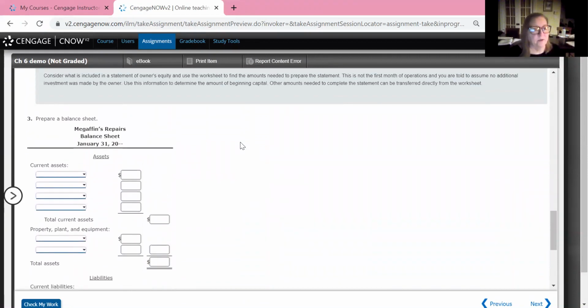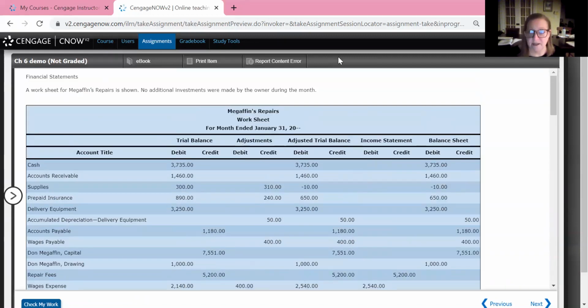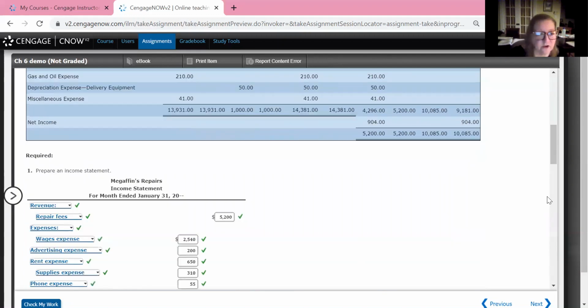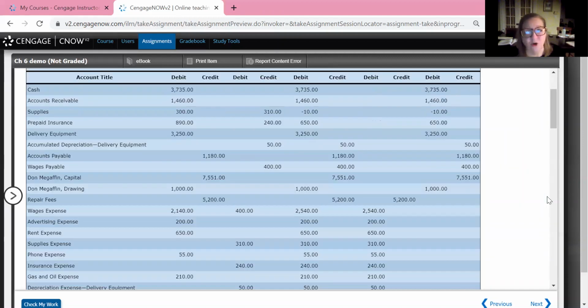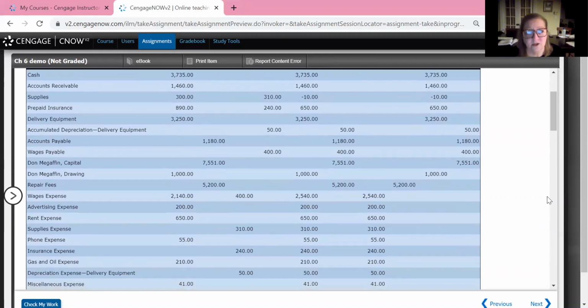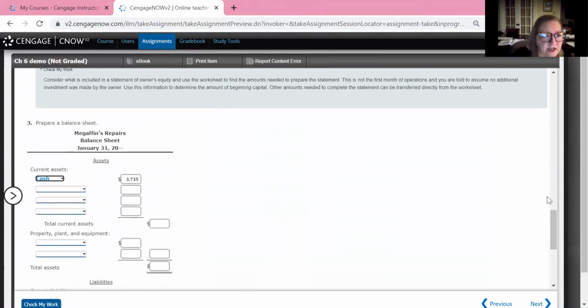Okay, now for the rest of the balance sheet, I'm going to go back up to this worksheet and pull the assets from the top of the page. The current ones were cash, accounts receivable, supplies, and prepaid. Cash, 3,735. I have to do a lot of scrolling. You see how I'm having to do one at a time, because when you've got the whole spreadsheet in front of you, it's really hard to keep up with more than one line at a time. You could get off, and it's hard to find it if you're dealing with multiples. So the second one was accounts receivable, and the ending balance for it was 1,460.